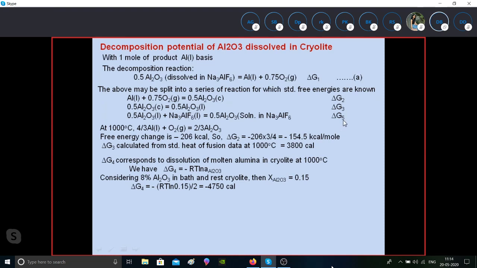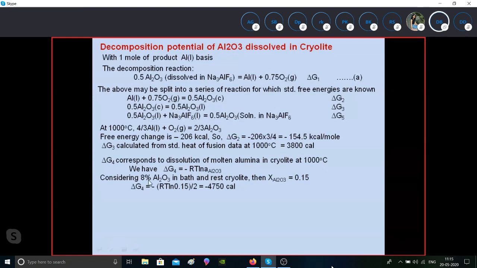Then delta G4, which corresponds to dissolution of alumina in cryolite at 1000 degrees centigrade. Now what is the reaction? It can go up to the so-called minus RT ln activity. From thermodynamics, straightforward. So delta G4 is minus RT ln activity of alumina in the solution.